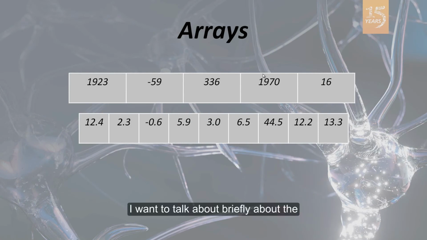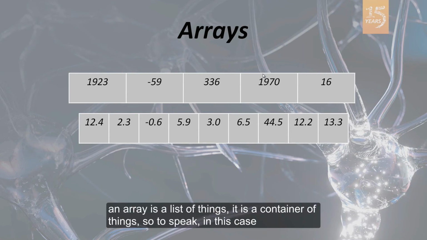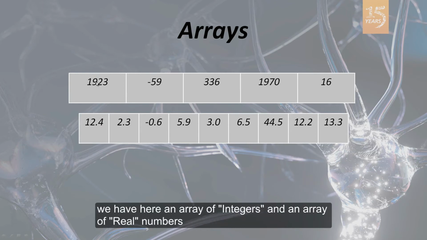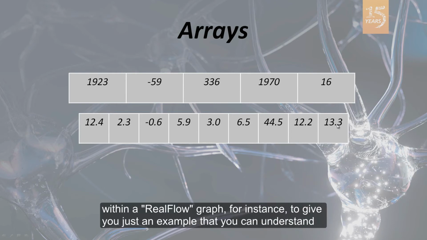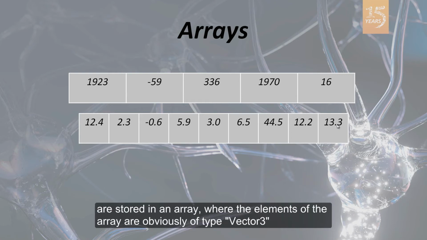I want to talk now briefly about one important concept within RealFlow graphs: arrays. An array is a list of things. It is a container of things, so to speak. In this case, we have here an array of integers and an array of real numbers. Within a RealFlow graph, for instance, to give you just an example that you can understand, the list of the positions of all the particles that are created or emitted from a specific emitter are stored in an array, where the elements of the array are obviously of type vector3.